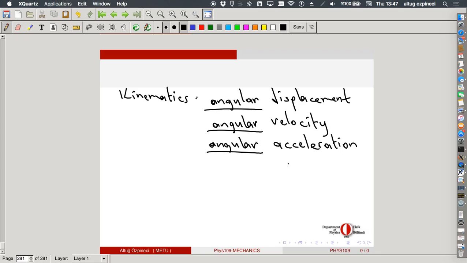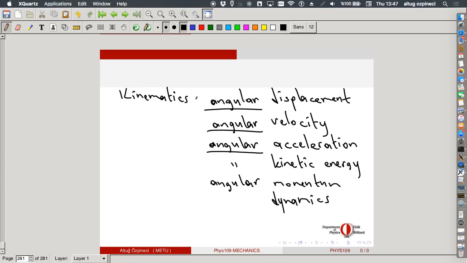Now we have the kinetic energy, and we will have the kinetic energy corresponding to rotation. We have momentum. Now we will have angular momentum. Before we had the linear momentum describing the translational motion. And we had the dynamics. Linear dynamics, if you remember, it was Newton's laws that described how the motion changes. Now we will have the angular dynamics, if you like.